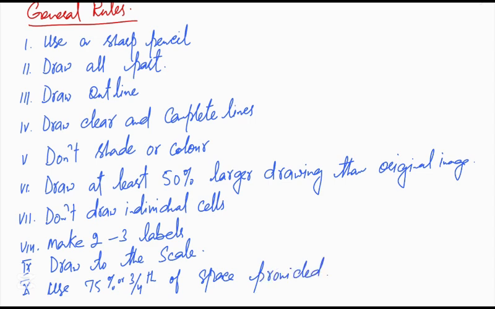Do you understand? So these things we have to keep in our mind. Use a sharp pencil, draw all parts, draw outline, draw clear and complete lines, do not shade or color, draw at least 50% larger drawing than the original image. Do not draw individual cells, make 2 to 3 labels, draw to the scale, use 75% or 3/4 of space provided.